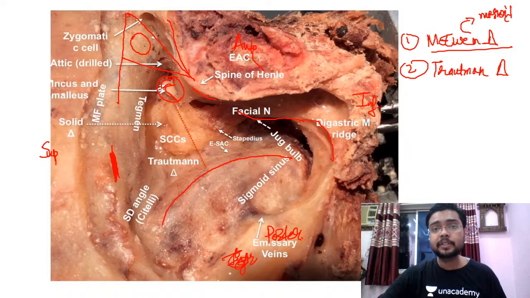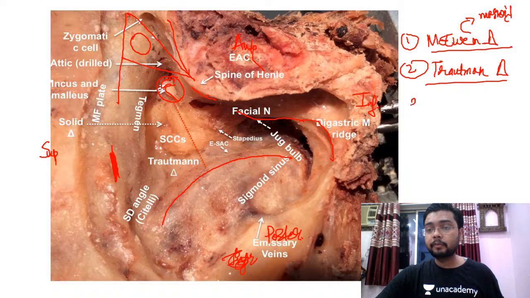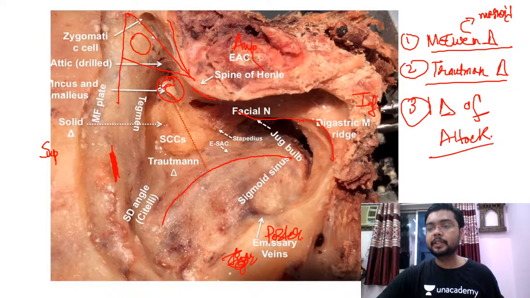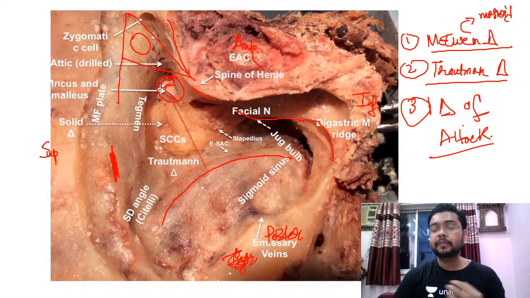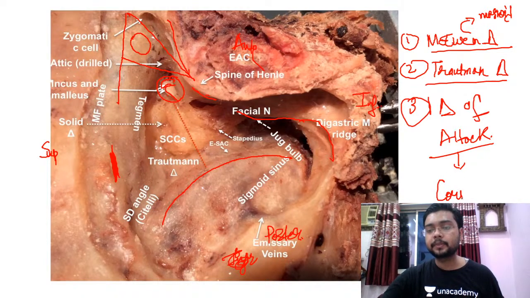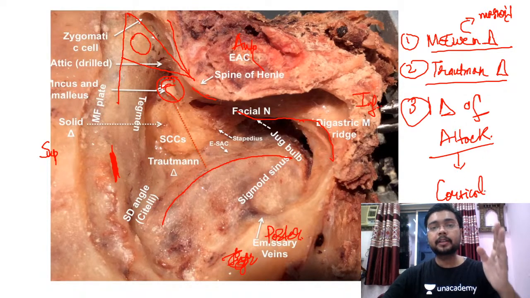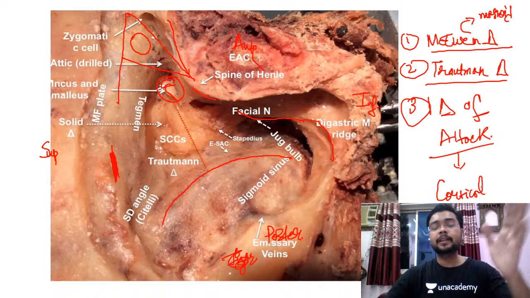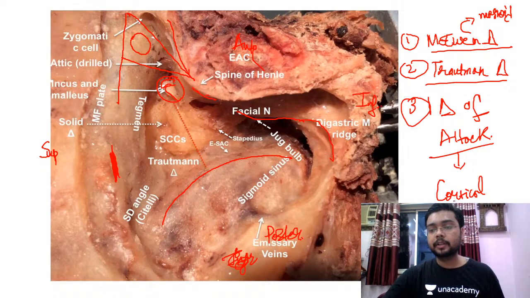Now how is this McEwen's triangle different from Trotman's triangle? One more triangle is there, the triangle of attack, right? So first we will discuss the triangle of attack. The triangle of attack is different from McEwen's triangle. How? This is the triangle by which you do cortical mastoidectomy. So the boundaries are the same as what you use for a cortical mastoidectomy.